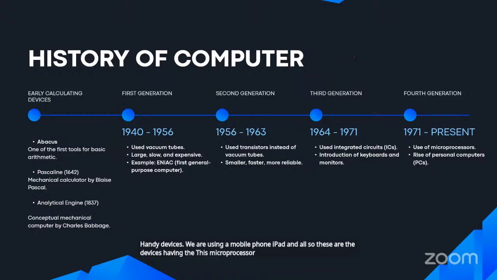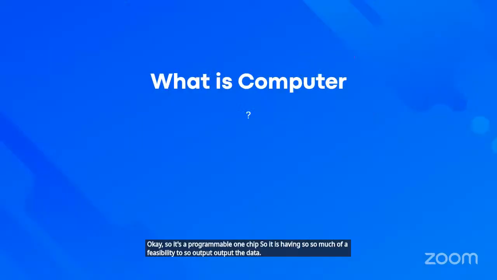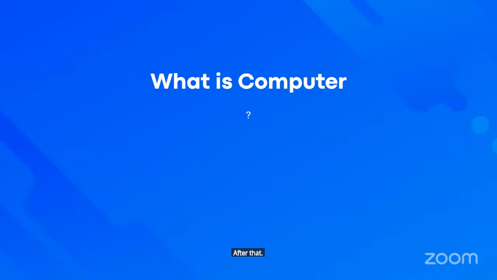So this microprocessor is highly evaluating. Normally, it will perform faster than the human mind. It's a programmable one-chip device, and it has so much feasibility to output the data. After that, we can see what is actually a computer.